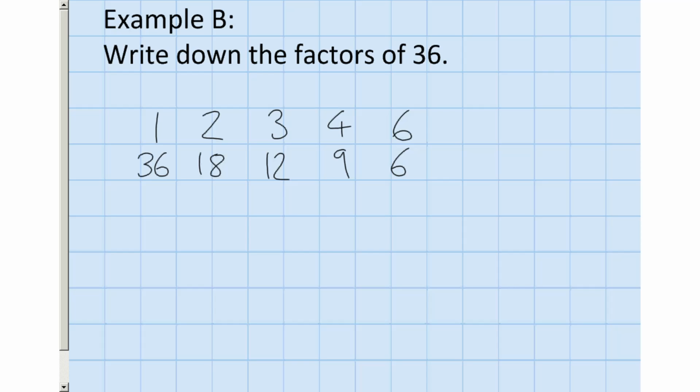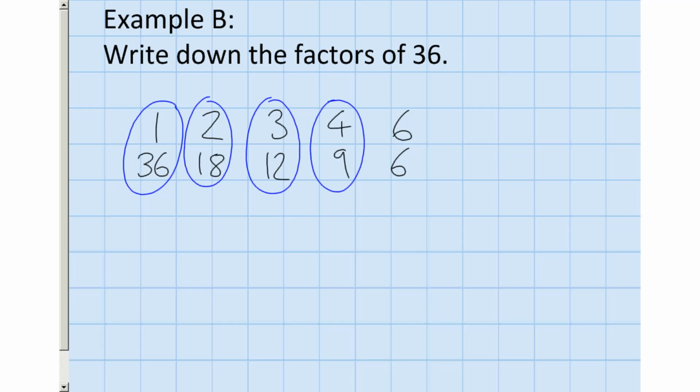Thinking about why we get a 6 twice, well, 36, we saw it in the last category, is a square number. It's 6 times 6, so we only actually have these 4 factor pairs and then one number that's repeated because it's a square number. So the factors of 36 are 1, 2, 3, 4, 6, 36, 18, 12, 9.